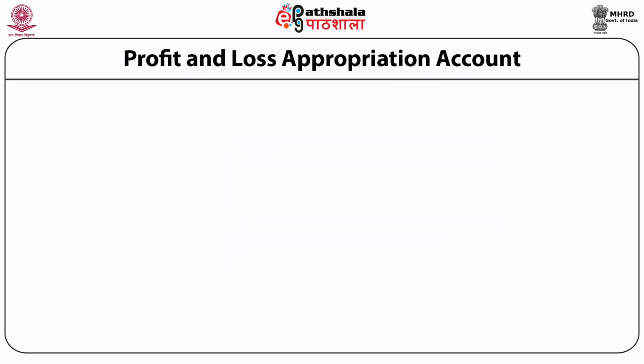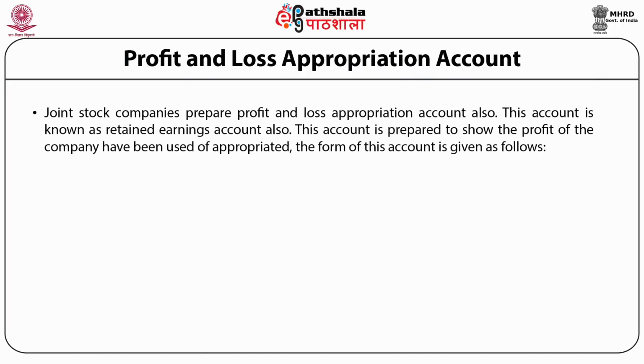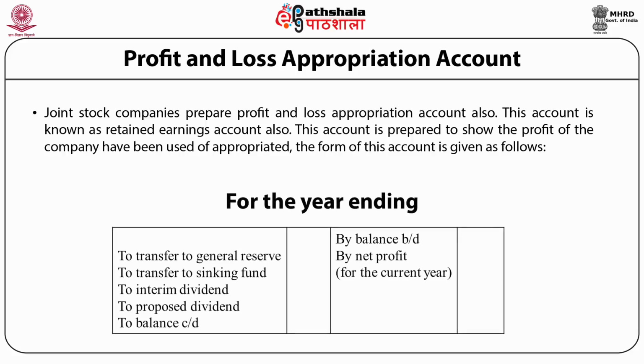Profit and loss appropriation account. Joint stock companies prepare a profit and loss appropriation account. This is also known as the retained earning account. This account is prepared to show how the profit of the company has been apportioned or used, and the form of this account is given here.